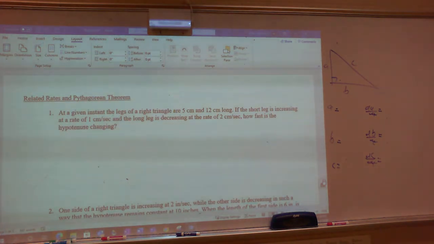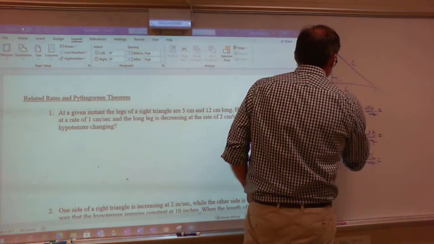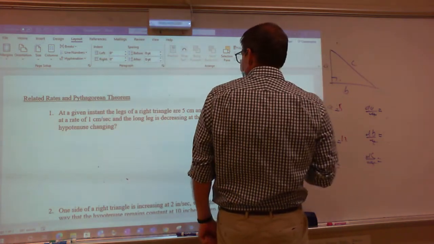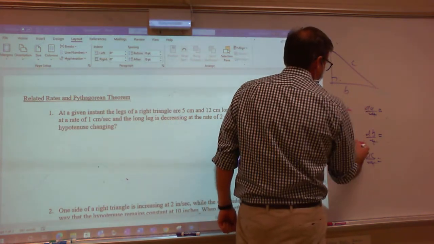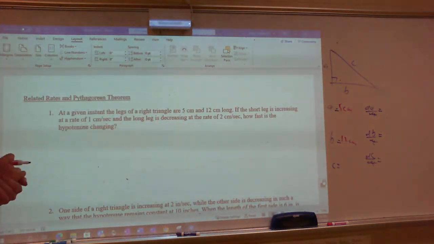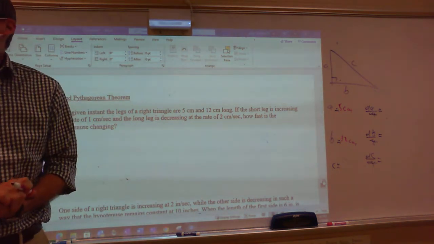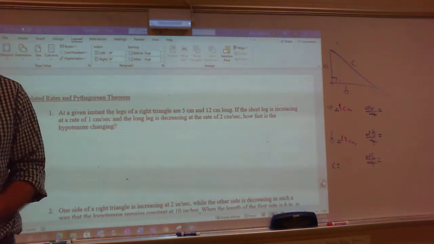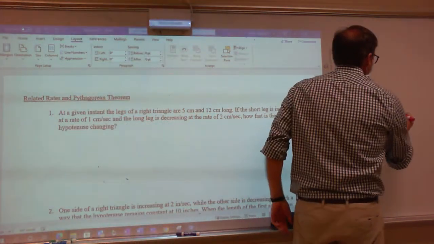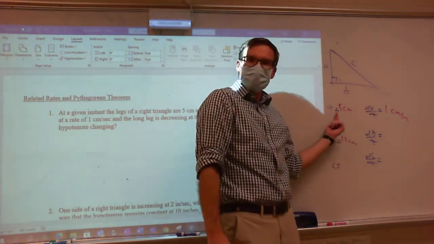So it says, at a given instant, the legs of a right triangle are 5 and 12. Well, guess where the 5 and 12 are going to go? A and B. So we're going to put 5, we're going to put 12, and since the AP exam seems to be really picky about units, I'm going to be kind of picky about units here. If the short leg is increasing at a rate of 1 centimeter per second, where's the 1 going to go? dA dt. Okay? Because that's the rate that this is changing, isn't it?